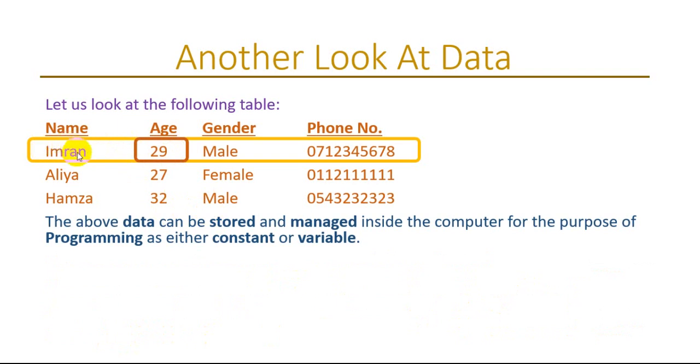Same way, we looked at how Imran can be stored. Now let's look at how age can be stored. It's also the same way. Age as a constant, if you want to store, you just store. There are no double quotes. Remember, when you put double quotes, it becomes an alphanumeric constant. So 29 is a number.